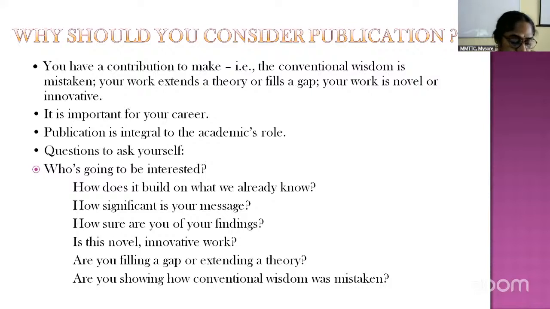Now, why publications? Of course, you need publications. Why should you consider publications? You have a contribution to make. That is, the conventional wisdom is mistaken. You want to show that the conventional wisdom has gone mistaken. So for that, at least you must go for publications. I'll tell you.